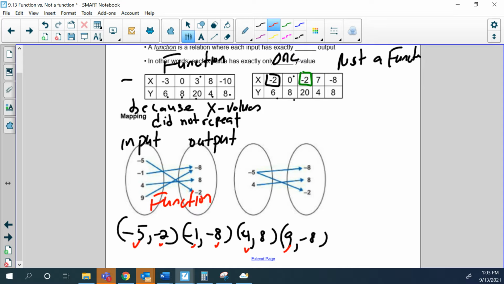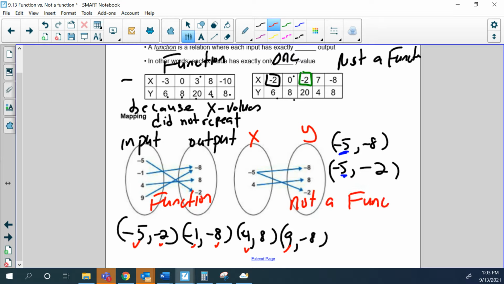On the second mapping, again, the input is my x values and the output is my y values. The -5 goes to -8, and the -5 goes to -2. So we can stop here. This is not a function because the x value repeats itself. All right, guys, the trick to this is to look at the x values. If the x value repeats itself, then you don't have a function.